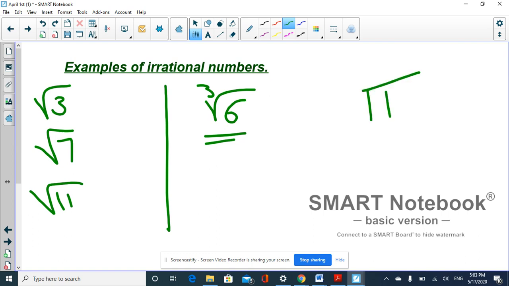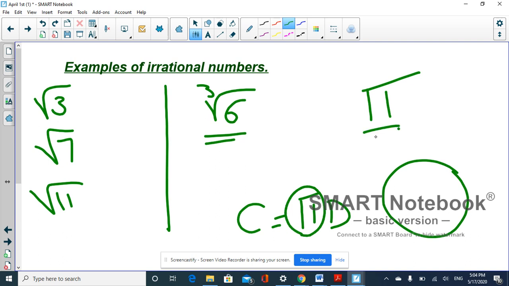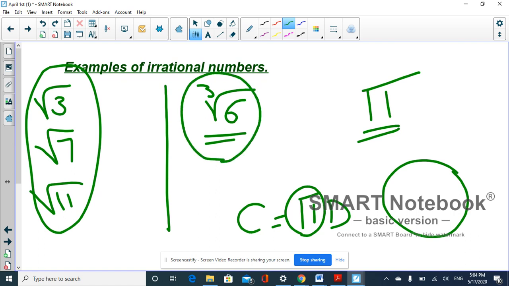You know, when you work with a circle and I ask you to find the circumference of a circle, C equals 2 pi r or pi d, the diameter. This pi is an irrational number, which is 3.14 something. Okay, so this is an irrational number. So we have the square root of non-perfect square numbers, the cubic root of non-perfect cube numbers, and pi.